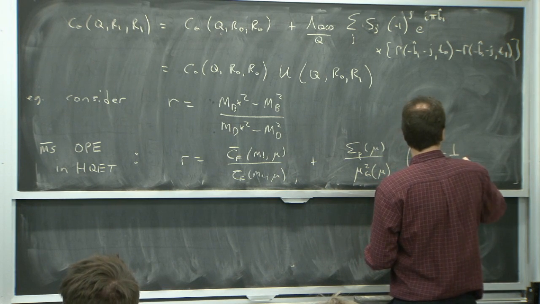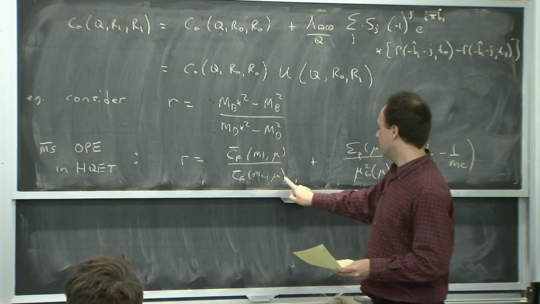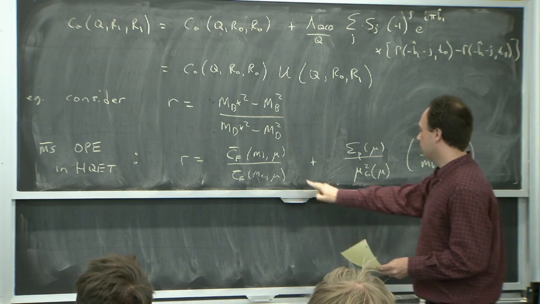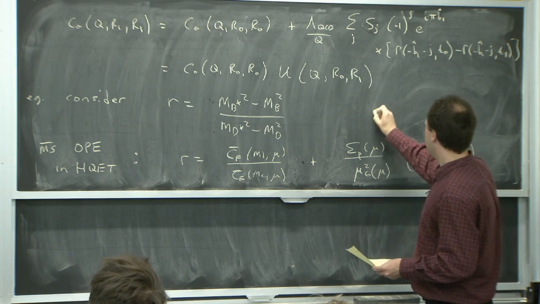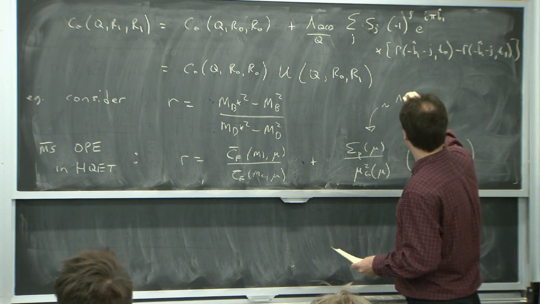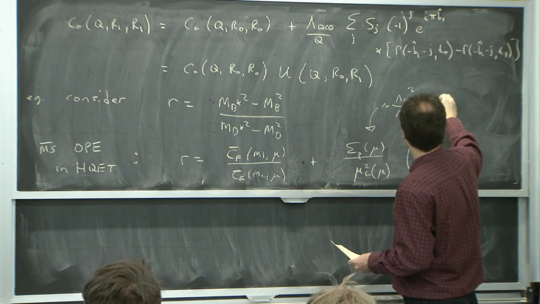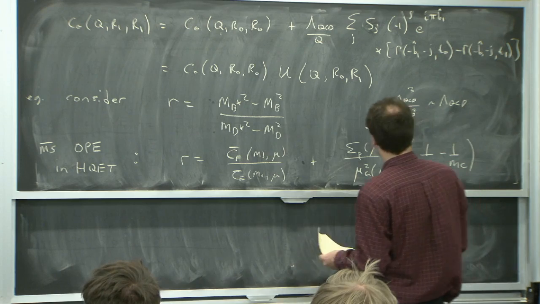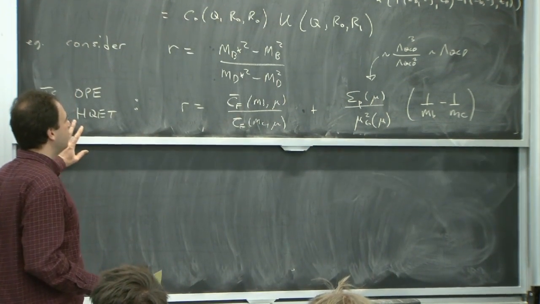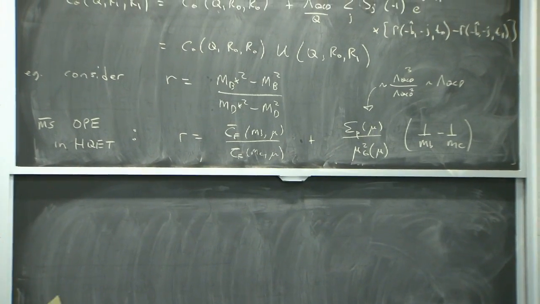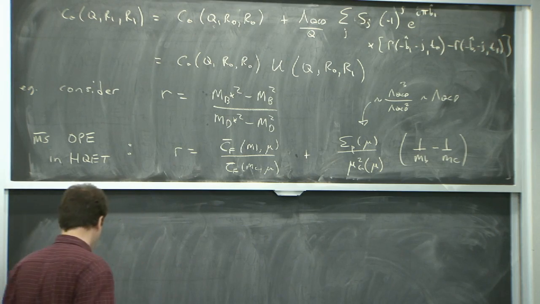But this is like the analog of the 1 over Q term. Okay, this is the 1 over Q term. This is the leading order term, which is purely perturbative. There's no matrix element here, it's just one. This is a higher dimension operator. This guy scales like lambda QCD cubed over lambda QCD squared, which is just lambda QCD. So that's like the lambda QCD over Q term. And this is the formula you would write down if you wanted to make a prediction for this thing at higher precision in MS bar.